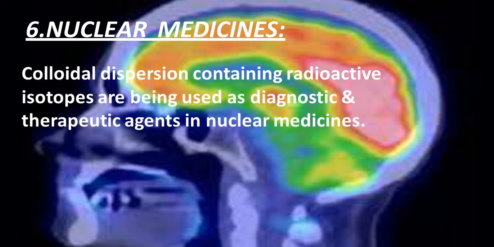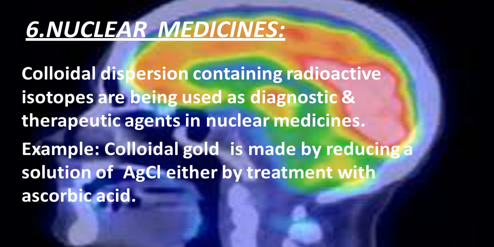Nuclear medicines: colloidal dispersions containing radioactive isotopes are being used as diagnostic and therapeutic agents in nuclear medicines. We have an example here. Colloidal gold is made by reducing a solution of AuCl or gold chloride by treatment with ascorbic acid.